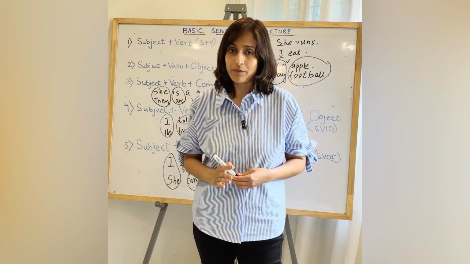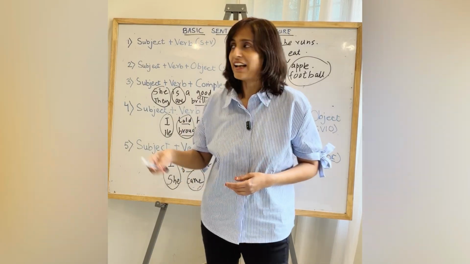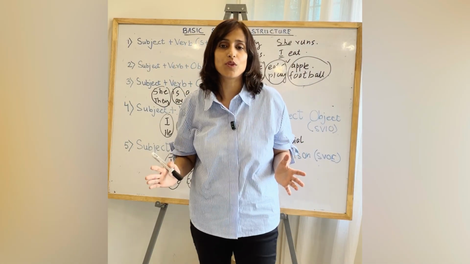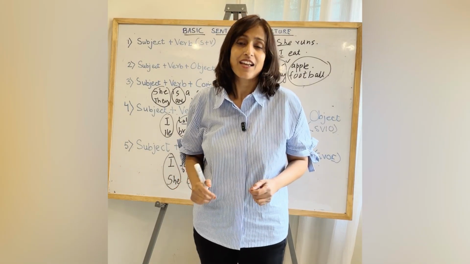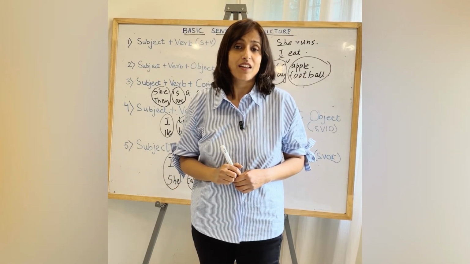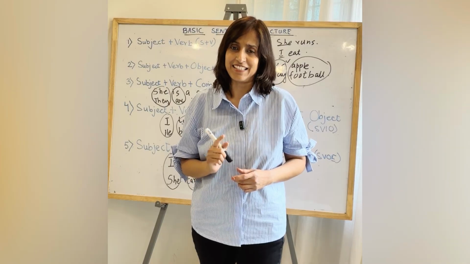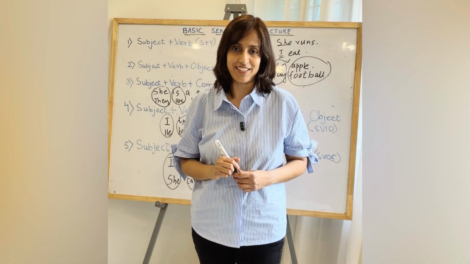So these were the 5 basic sentence structures in English language. In all 5 of them, there is one thing that is common, that is verb. Without verb, there is no sentence. So now can you tell me which is the shortest sentence in English language? And drop your answer in the comment.